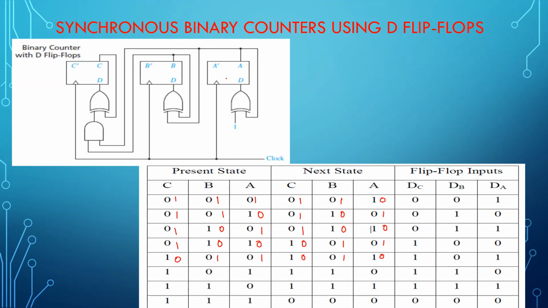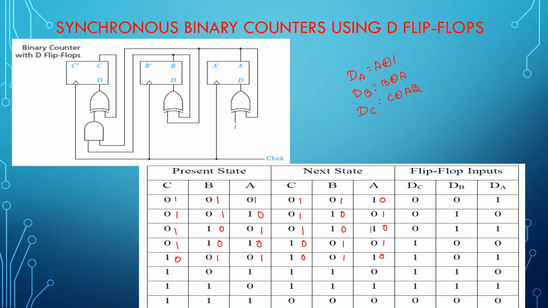Maybe when I get the equations for dA, dB and dC, these equations might change. Whereas in the case of your up counter, we got A XORed with 1, later B XORed with A, and the last one C XORed with AB. You got this particular set of equations.